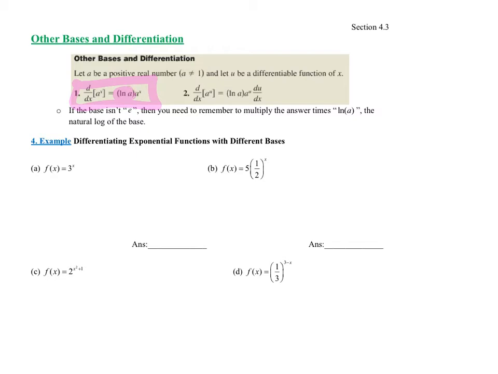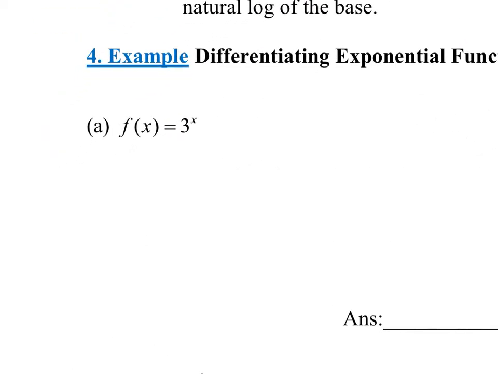So let's look at the first example here. Same thing, number 2 here is just the chain rule. Just copy and paste, multiply times the derivative of the exponent, but just add that new part, multiply times the natural log of the base.